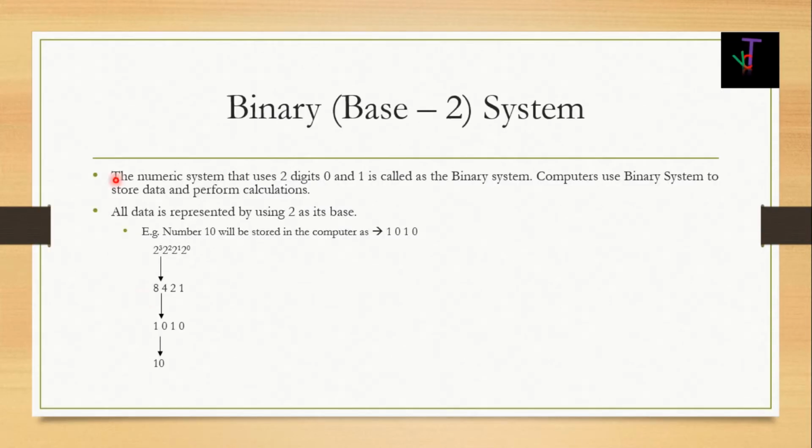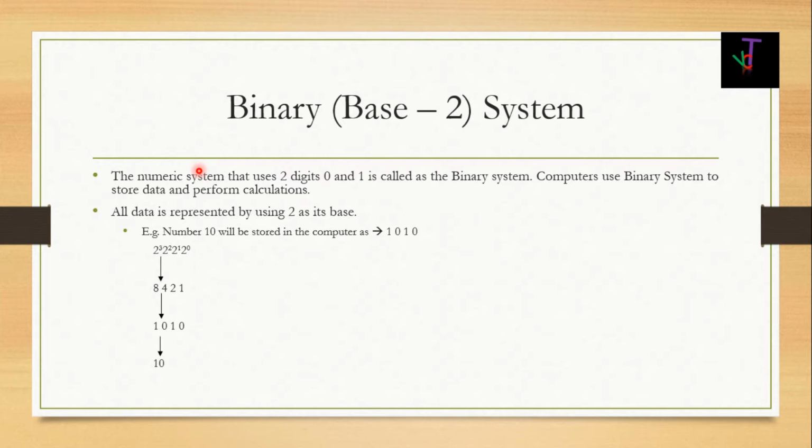A numeric system that uses two digits, 0 and 1, is called a binary system. Computers use the binary system to store data and perform calculations. All data is represented by using 2 as its base.